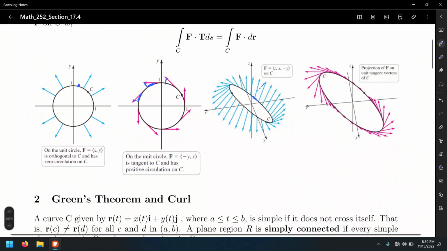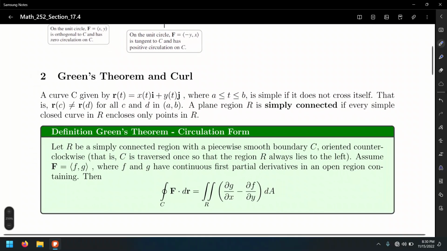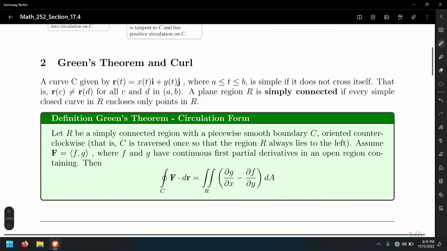But well, let's see. Green's theorem and curl. So a curve C given by r of t, which has some x component as a function of t and a y component as a function of t, within an interval a to b. Well, it's simple and does not cross itself. So that is, it's just a curve. It doesn't cross itself to create a loop or something like that. No, it is simple.